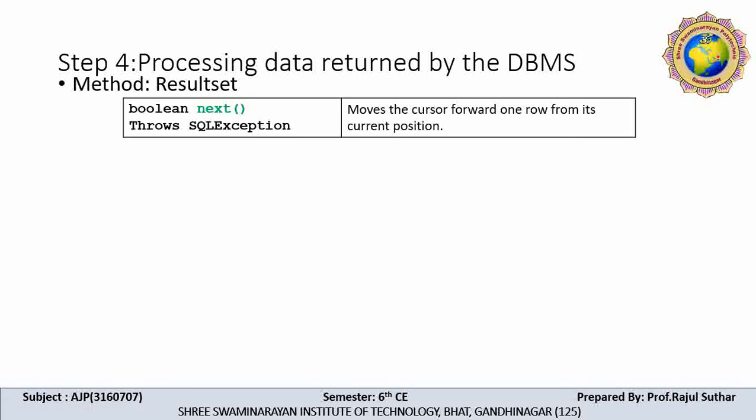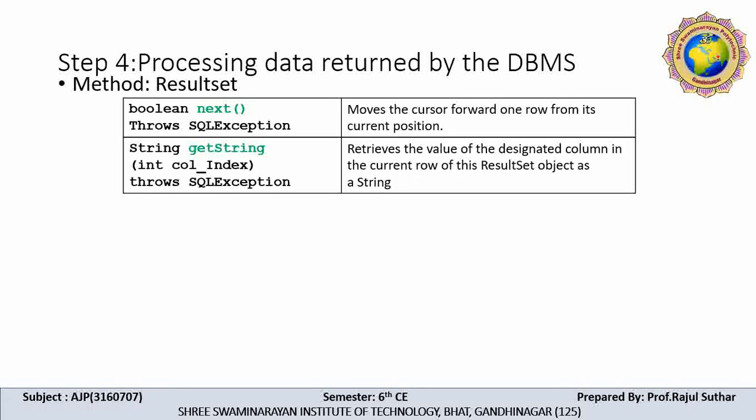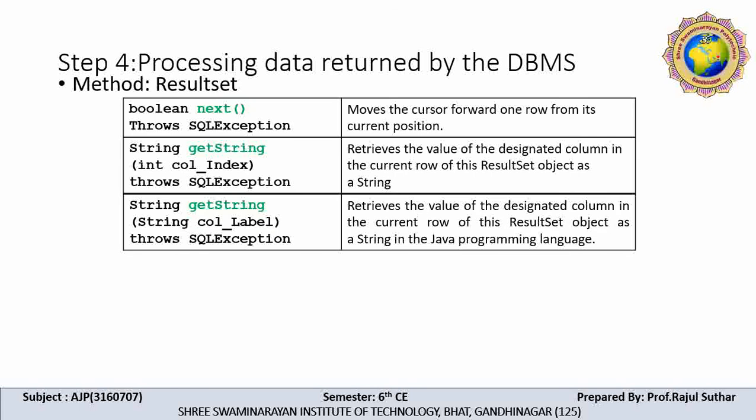Step 4 is processing the data returned by the DBMS. So what methods are used for processing the data returned by the DBMS? The first method is boolean next, throws SQLException. It moves the cursor forward one row from its current position.